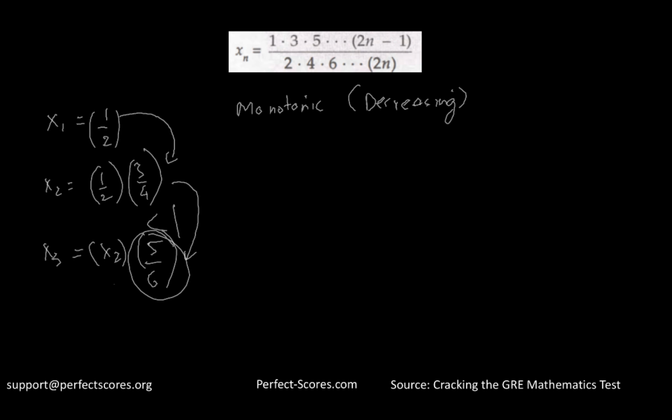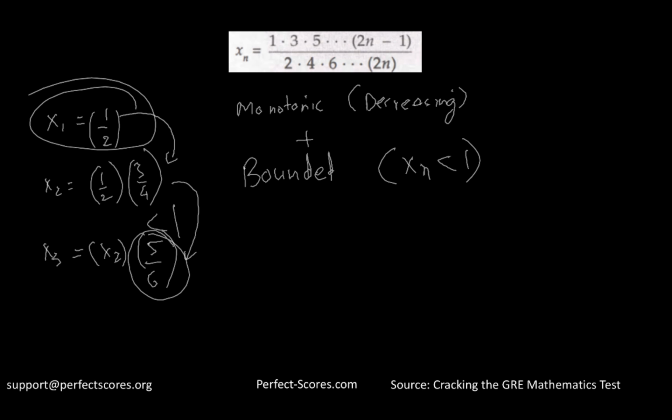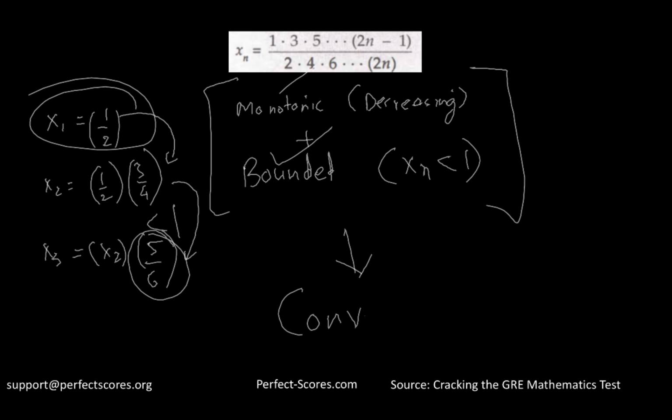This value is less than 1. So that means this is a decreasing series. Now, another thing that you should know is that this series is bounded. When I say bounded, xn is always going to be less than 1, because the greatest value is 1 by 2. Then the next value is 1 by 2 into 3 by 4, which further reduces it. And then the next value is the whole thing into 5 by 6, which further reduces it. So we have a series which is monotonic and bounded. That means if a sequence is monotonic and bounded, it has to converge. Right? So this sequence also converges.